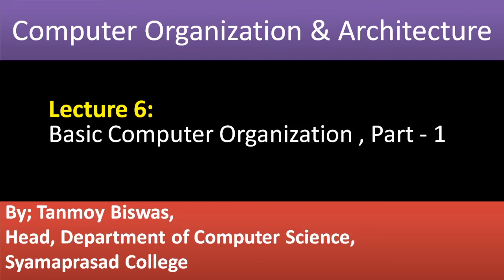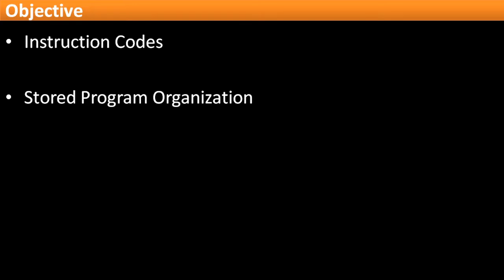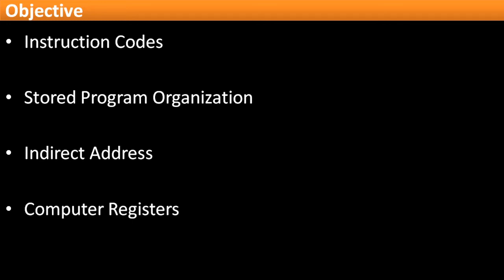Today we will discuss basic computer organization. This is the first part of our lecture 6. Now, what is our objective today? Our objective is to have a look at the instruction codes, stored program organization, indirect address as well as direct addressing schemes, computer registers, and common bus system.